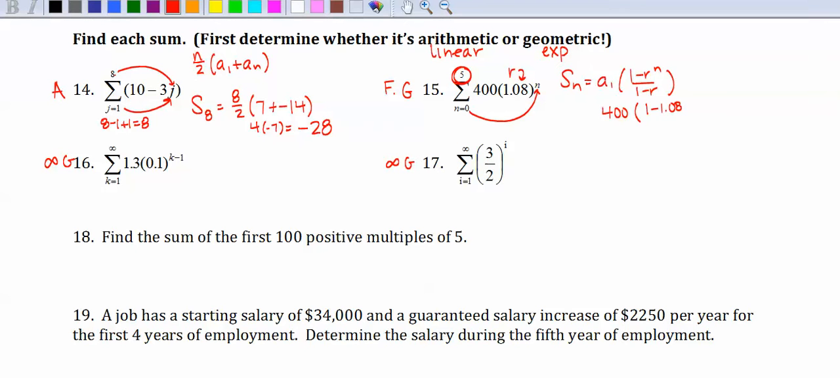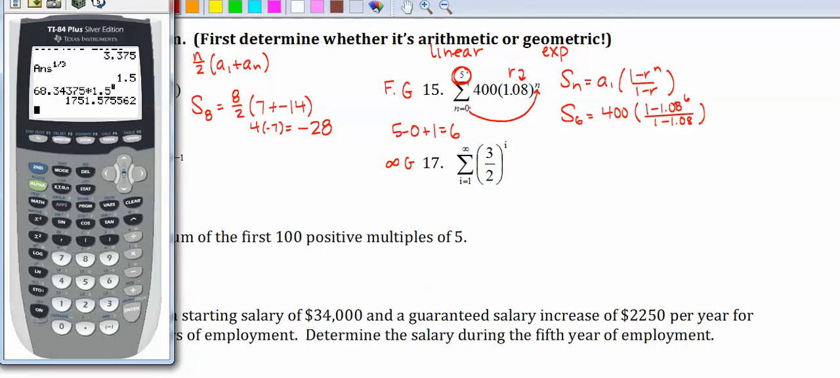Now for n, again, top minus bottom plus 1 tells us there are 6 terms. So we're actually finding the sum of 6 terms here, to the 6th over 1 minus 1.08. So I'm going to pull up my calculator. We're doing 400 times the quantity 1 minus 1.08 to the 6th, divided by 1 minus 1.08. And we have a sum of 2,934.37.